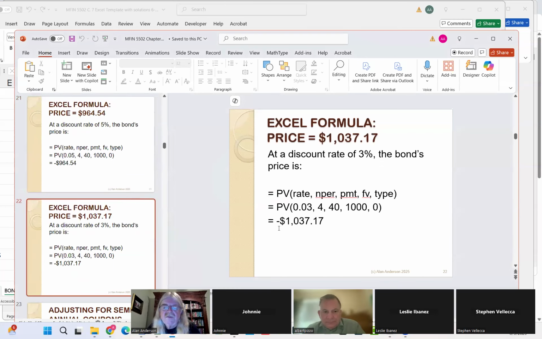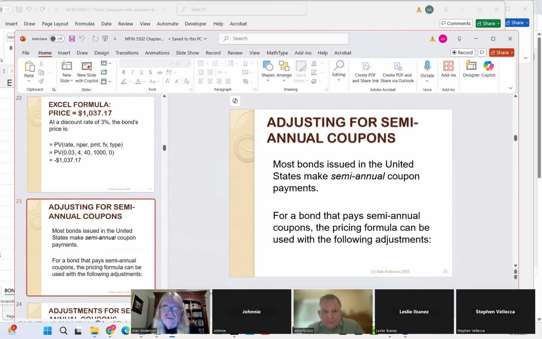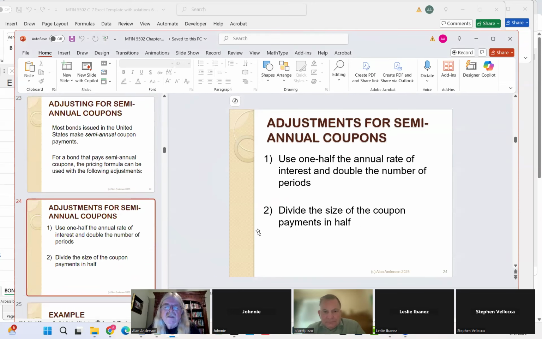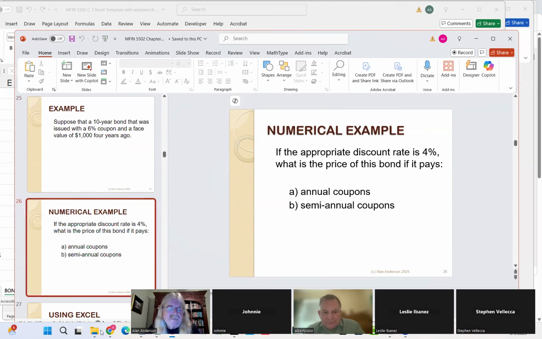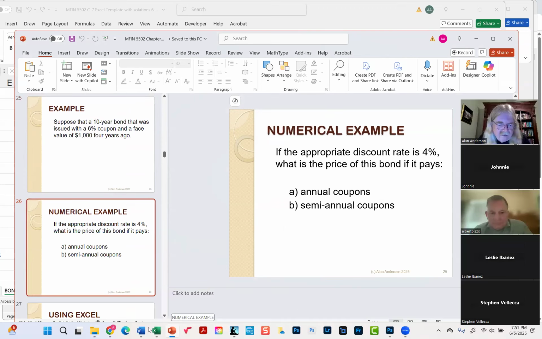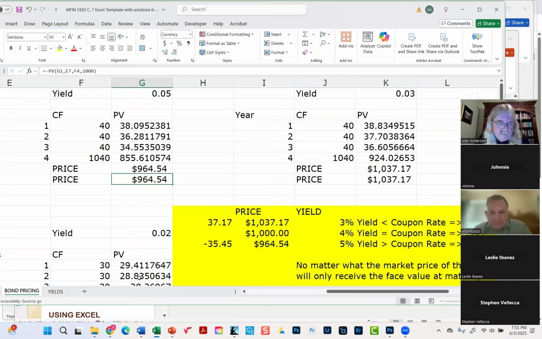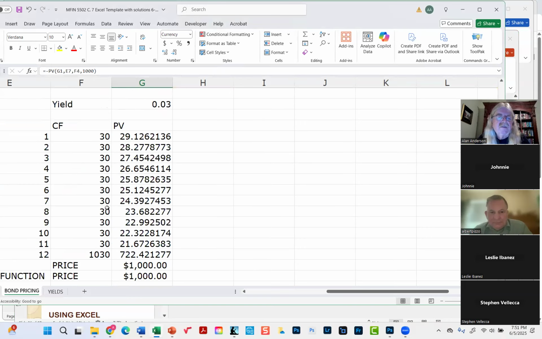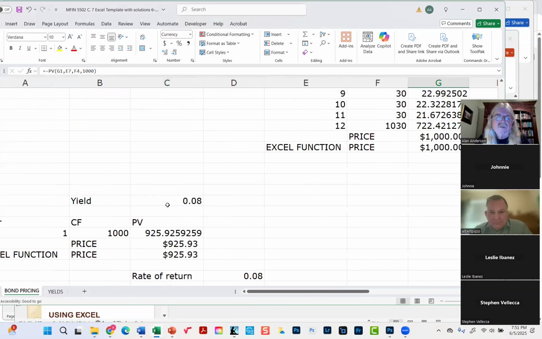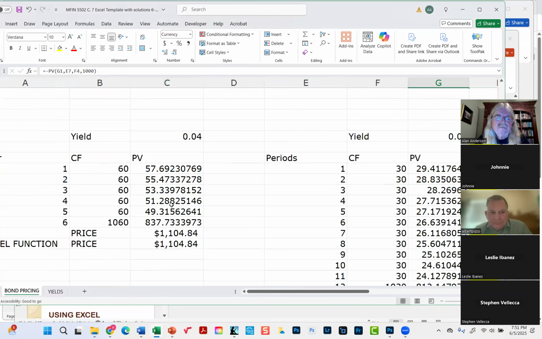Okay, so we've done these. We've already figured out how to adjust for semi-annual coupons. We have to use half the annual yield or interest rate. We doubled the number of periods and we cut the coupons in half. Okay, then we'll get the correct prices. And so actually, I recognize this example now. This is what we are doing on the second sheet here. Or not the second sheet, but down here below. These are the examples with semi-annual bonds.